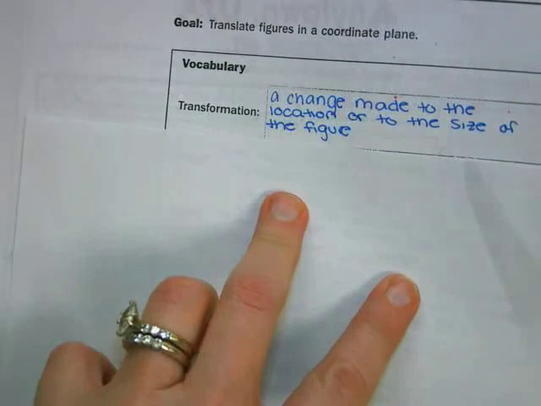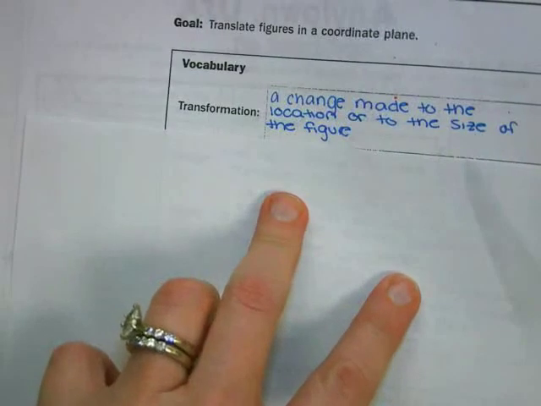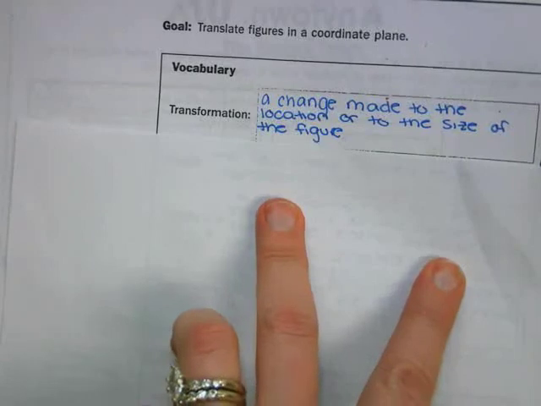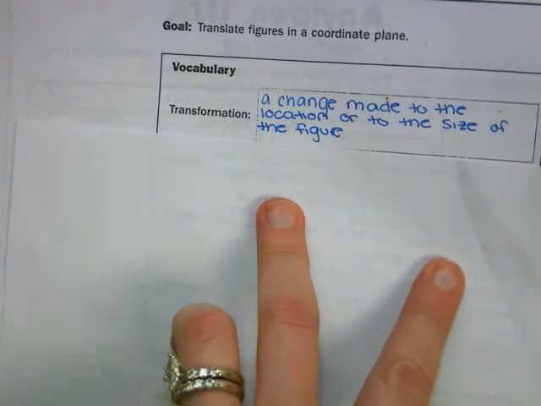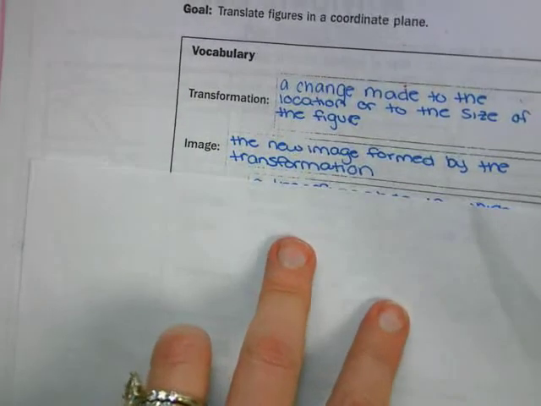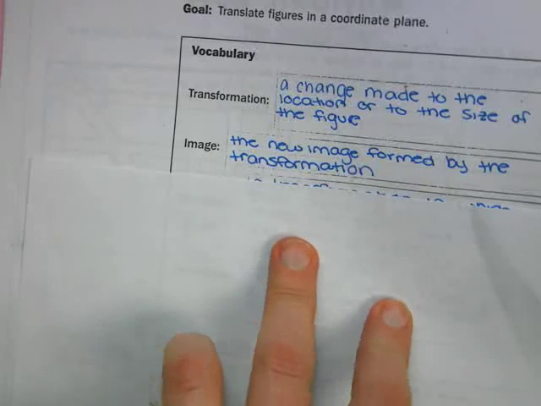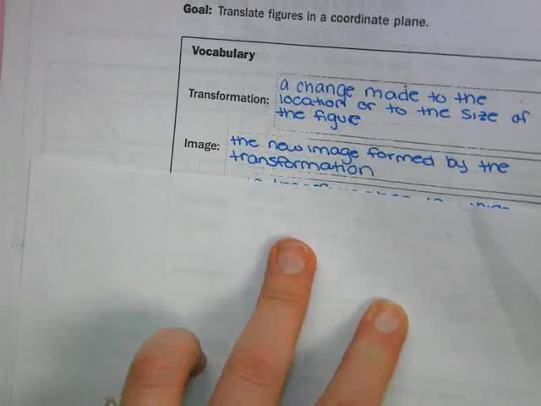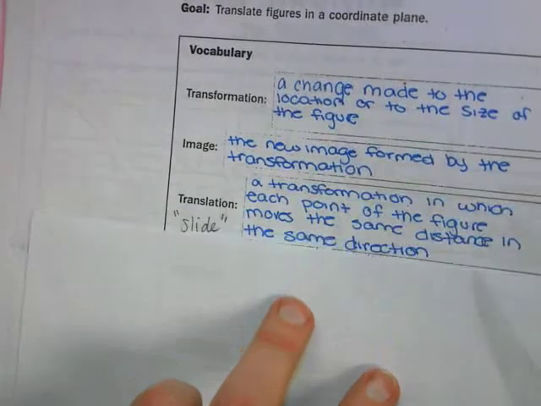A transformation is a change made to the location or to the size of the figure. So these are all different transformations. An image is the new image formed by the transformation. So when we move something or we make it bigger or smaller, it's now called an image. Just like an image in your camera, everything that was in that real life situation was shrunk down to a picture. That's the image.